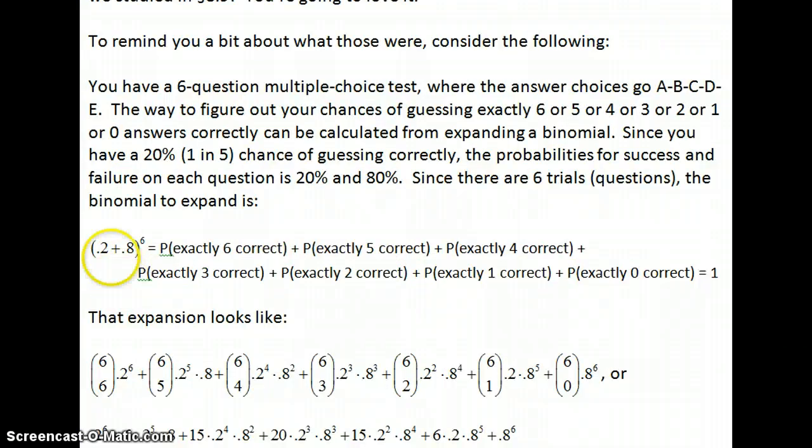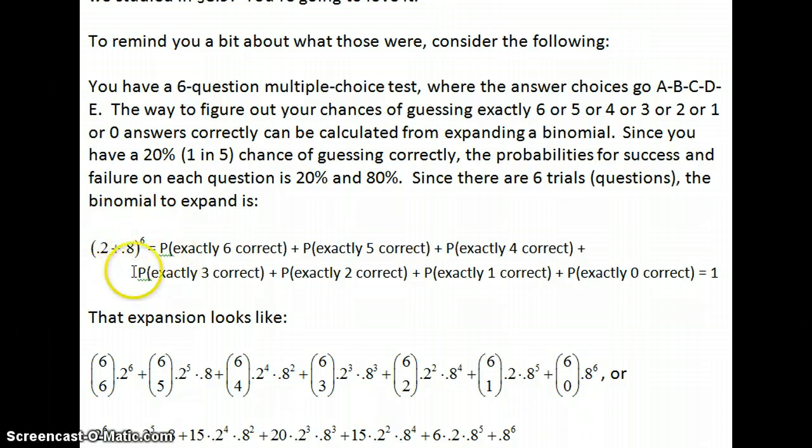Okay, so what I talk about mainly in the notes here is this made-up example of you're guessing 1 out of 5 on a multiple choice question test. So it's A, B, C, D, E choices. So you have a 0.2 chance of getting it right, like a 1 out of 5 or 20%, and a 0.8 chance of getting it wrong.